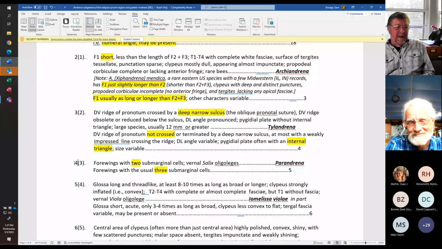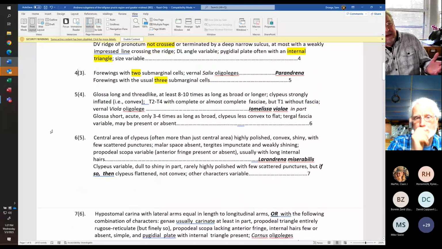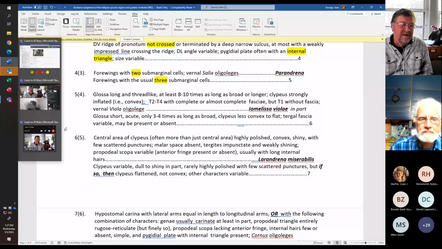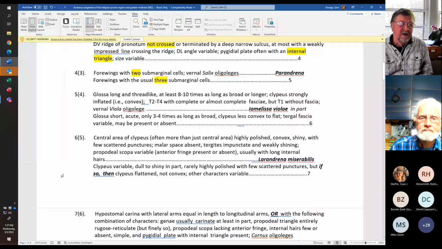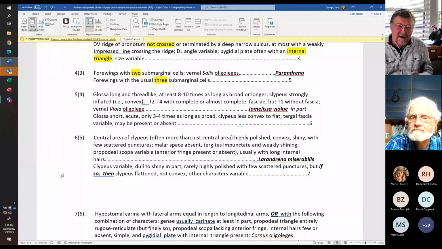Great. So couplet 4 is another very straightforward one. Does the bee have 2 submarginal cells or 3? And that's pretty straightforward. Most Andrena, males and females, have 3 submarginal cells. There are a couple that have 2, and it's usually obvious. It's not like, is that 2 or is it 3? It's one or the other.